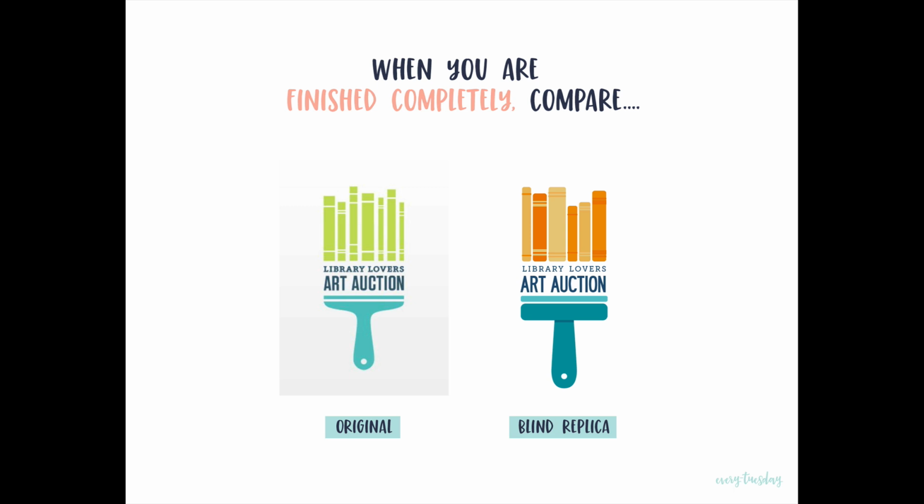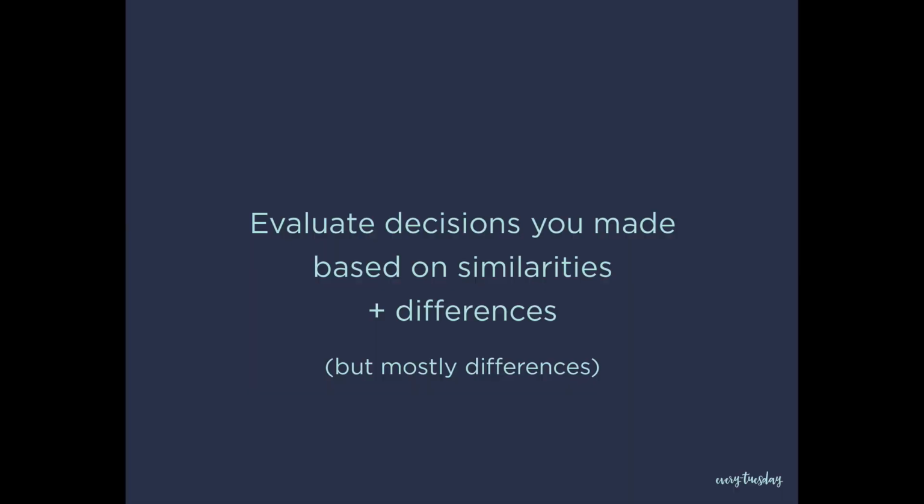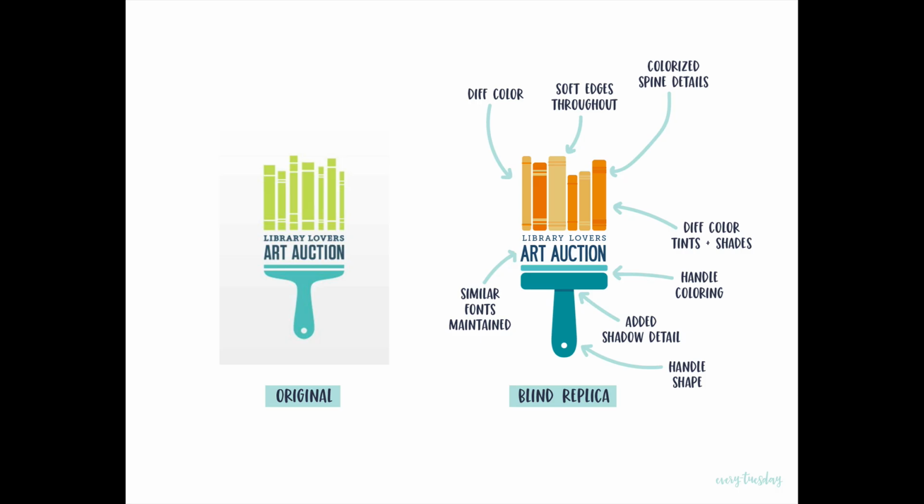And I also learned that I put softer edges on things. You can see all of my angles. They're very rounded in my example. Once you have the two, you want to evaluate the decisions that you made based on similarities and differences, but you mostly want to focus on the differences because those differences are decisions you made when you weren't sure about things. So right here you can see a lot of differences.